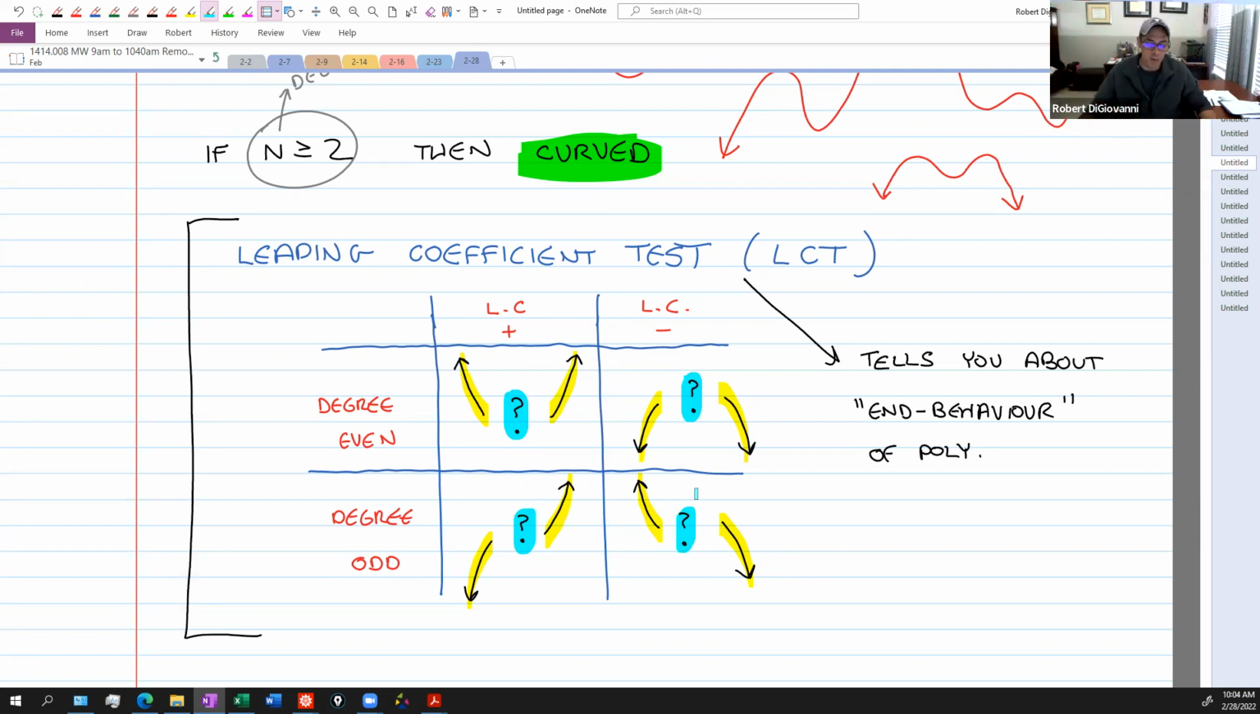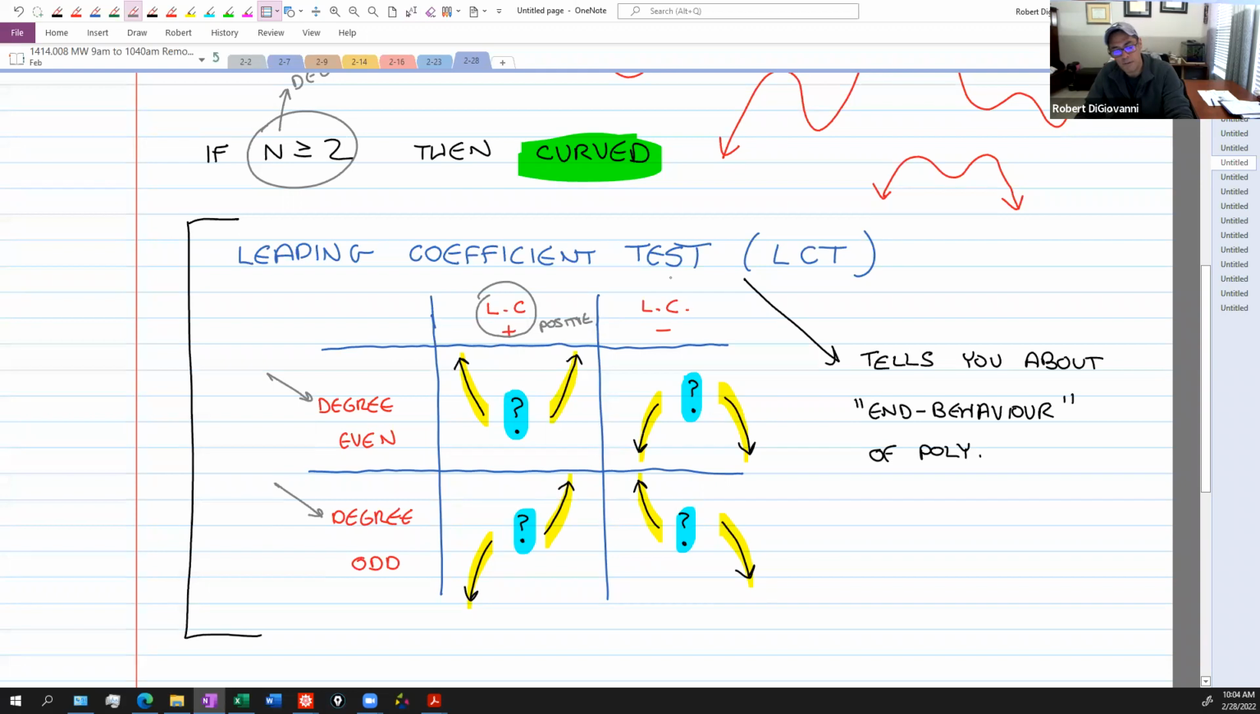And the way this works is that all you have to do is inspect two things. You look at the leading coefficient. If it is positive, then you're going to have one of these two cases. To determine which of these two it is, you then inspect the degree. If the degree is even, then you'll have this happen. If the degree is odd, you'll have this happen.